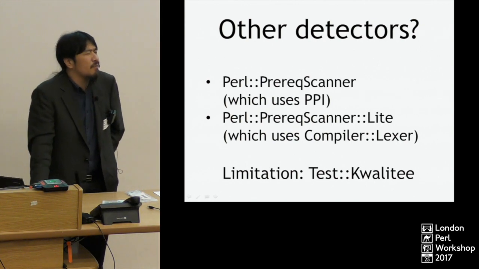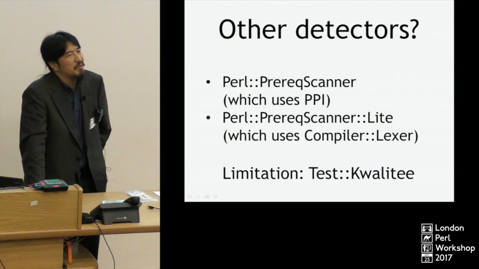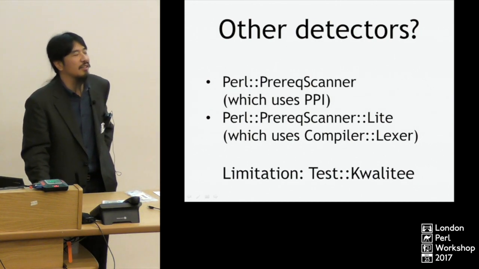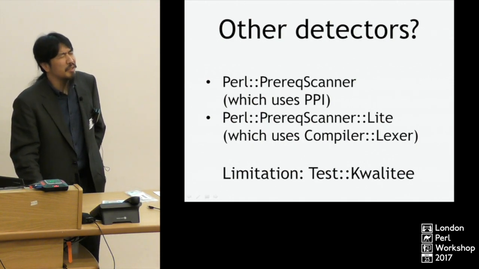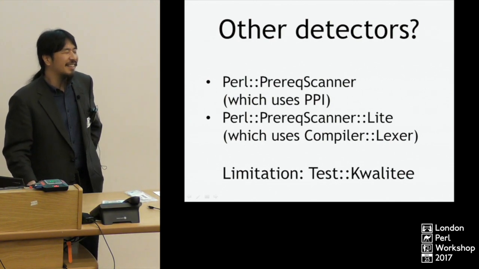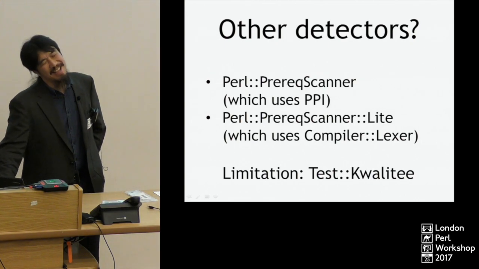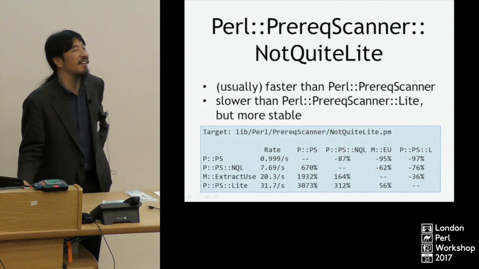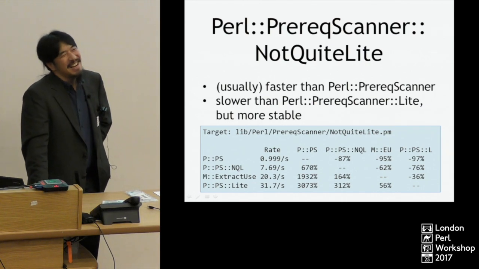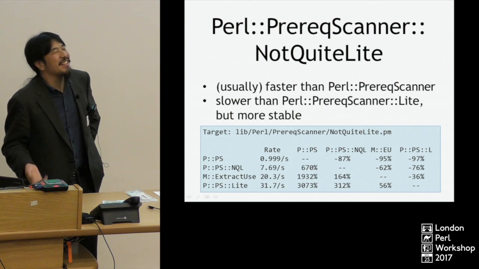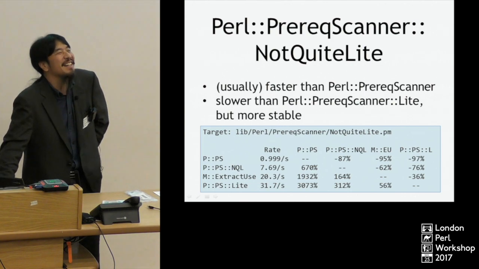There is another option called Perl Scanner Lite, which was written by a fellow Japanese Perl hacker called Mozunion. It's really fast, and I really wanted to use it, but it's kind of unstable. So I needed to write one by myself. Actually, I wrote one in 2005, and I refactored it last year. It's still slow, but it kind of runs faster.